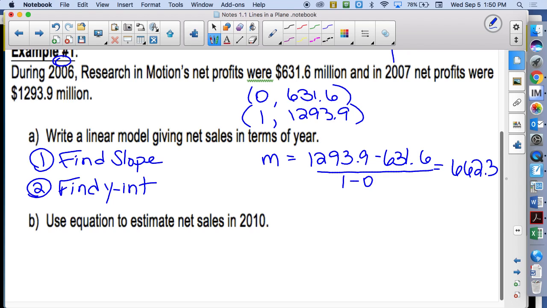What's the y-intercept? Think about it. What's the y-intercept? Chelsea? 631. Why? Because that's the first year. Yeah, that's the first year it started. So that's our initial year. That's year 0. Therefore, this is the y-intercept. You don't have to calculate anything if they give you the beginning value, there's no calculations necessary. So y equals the slope m, x, and then plus our y-intercept.